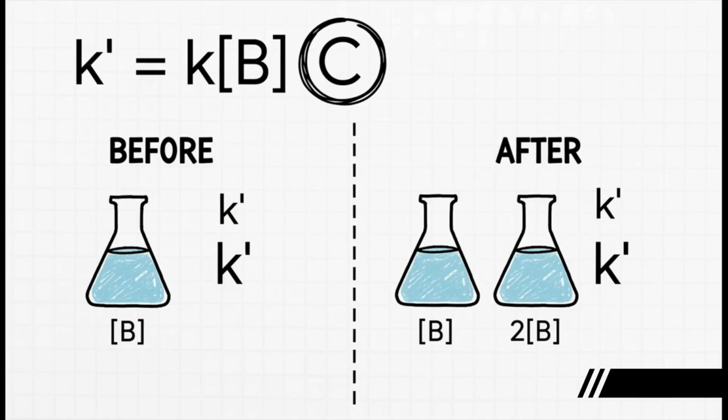And the answer is C. It doubles. Why? Just think back to the formula. K prime equals K times the concentration of B. So if you double B, you have to double K prime. They are directly linked. Seriously, star this in your notes. This is an A+ conceptual question they absolutely love to throw at you.